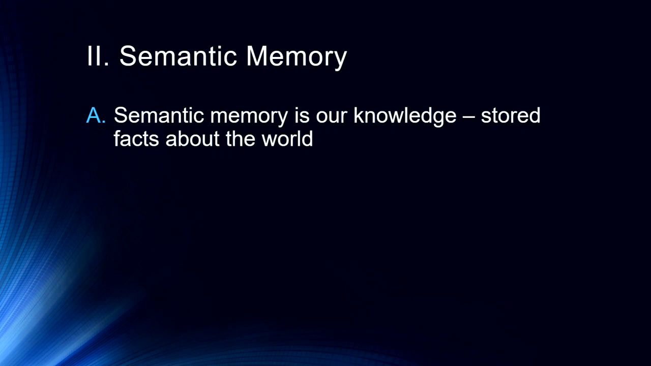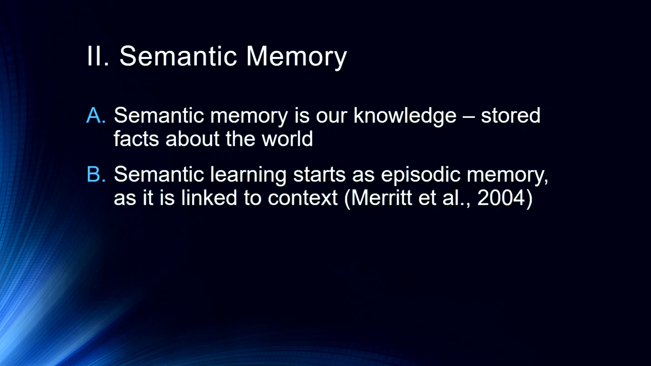Semantic memory is our world knowledge or stored facts about the world. And our semantic learning, we know, starts as episodic memory because it is linked to particular contexts. In a study that I conducted at George Washington University when I was a postdoctoral fellow under Elliot Hirschman and Mike Berrigan, we found that as we had people learning new semantic facts, these were obscure facts like Donald Duck's middle name is Fauntleroy, things that most American students wouldn't know.